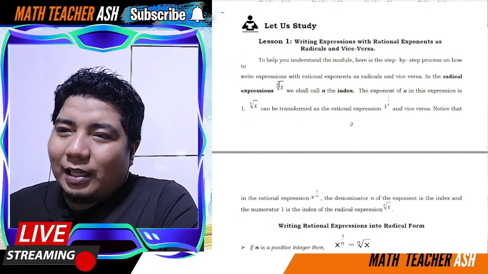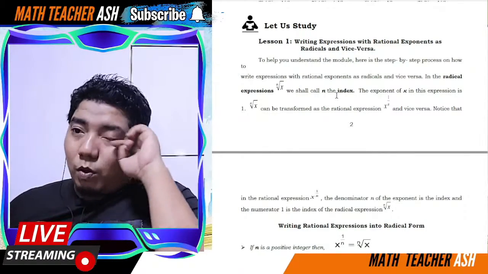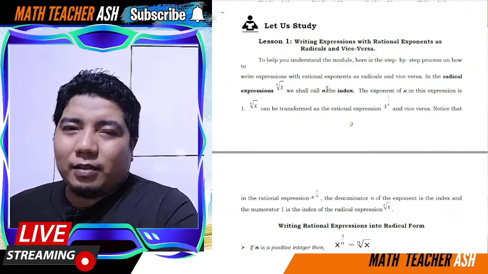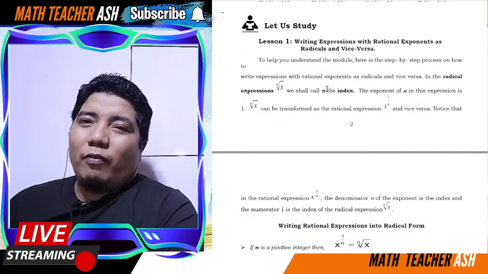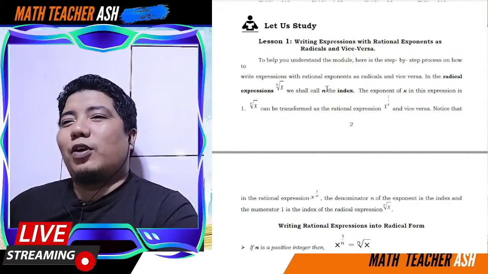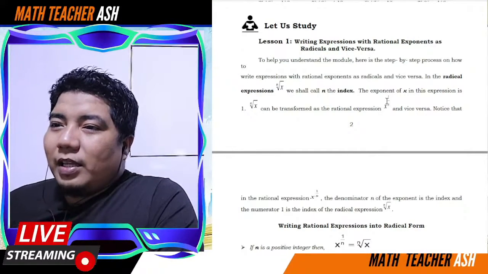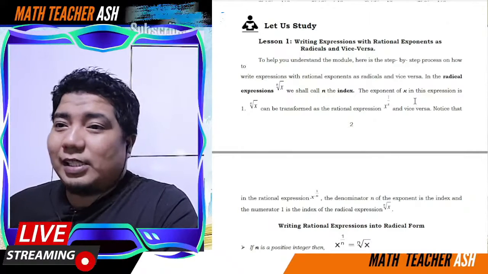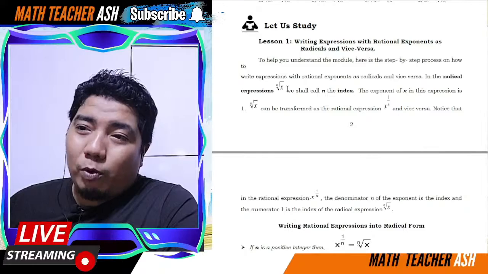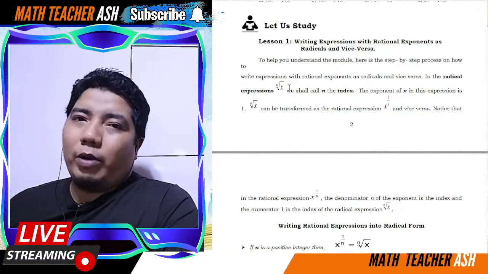So itong n na nakikita nyo na maliit dyan, yan ang tinatawag na index. Ibig sabihin, kung wala kayong nakikitang number dyan, meaning ang index niyan ay 2. Pag meron namang 3, cube root na yun basahin. Kung 4 naman, 4th root. Kung 5, 5th root, 6th root, 7th root, and so on and so forth. Now, ito namang x dito, this is what you call the expression itself. Kung wala kayong nakikitang exponent sa x, okay, yung maliit na number, ibig sabihin yan, yung exponent ay 1.